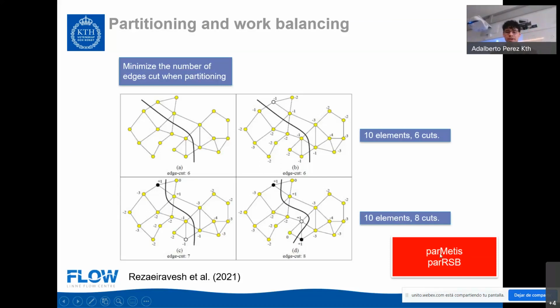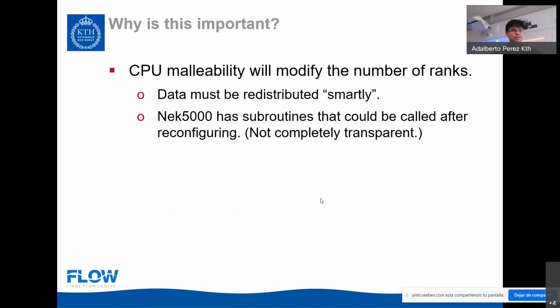In NEK5000, this is done by libraries called ParMETIS and parRSB. And the reason that I am mentioning this is because, when we are redistributing data, it's not enough to just say, okay, let's have the same number of elements among ranks. It's actually about redistributing data smartly in a way that it will really reduce communication, right? And this is important, of course, for Webminar in the context of CPU malleability, because if we are going to spawn more ranks and we need to divide the information, then we need to do it in a nice way.